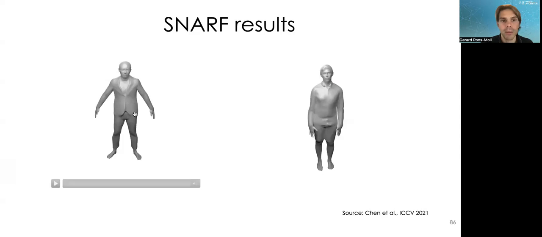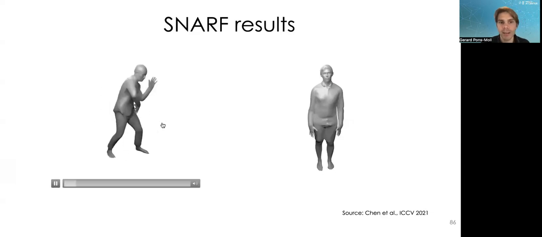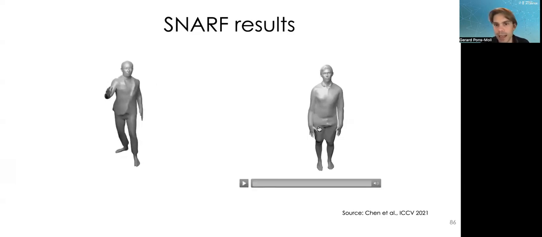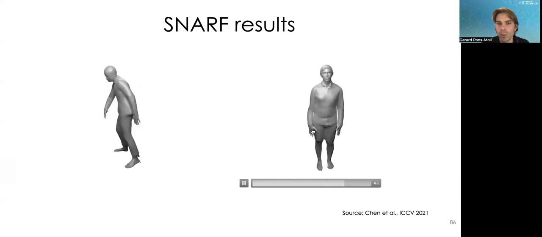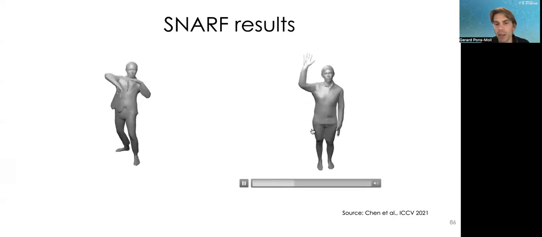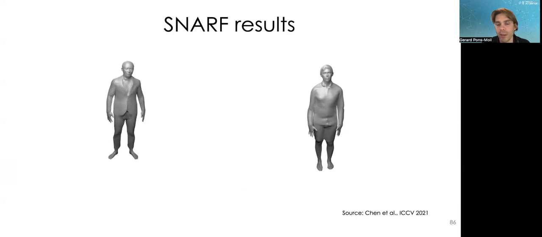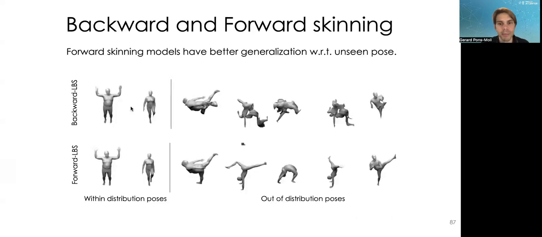And by doing this forward skinning, similar to SMPL, you might get a little bit less nice details. Like the surface might look a little bit smoother, but you can generalize much better to different poses, especially poses that are significantly different from the data set. So you can see here forward versus backward LBS, and backward LBS, as soon as the poses are crazy, it completely breaks down because it doesn't predict the right skinning weights for those poses.